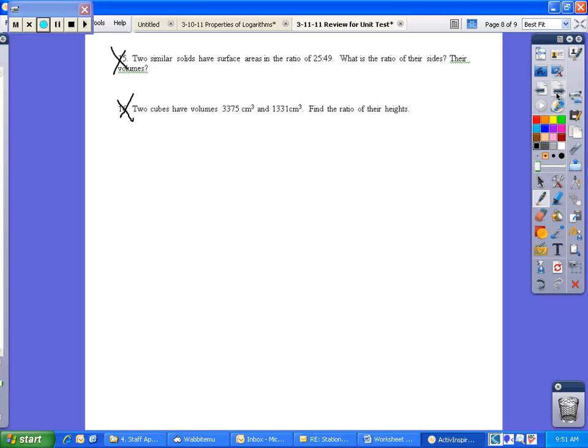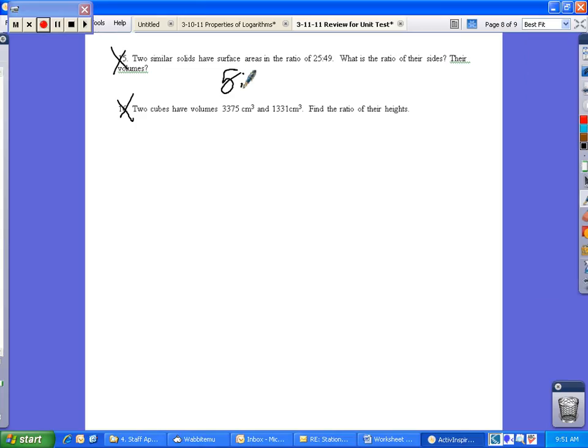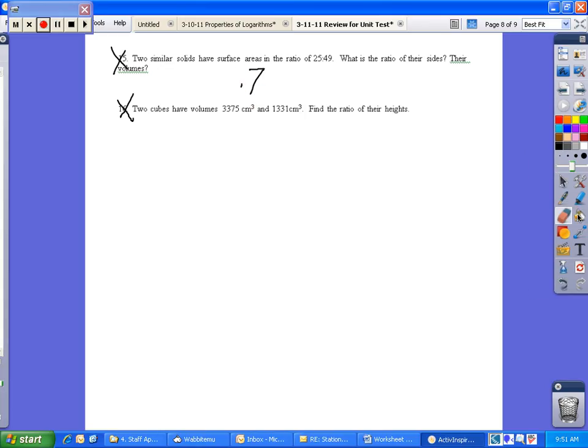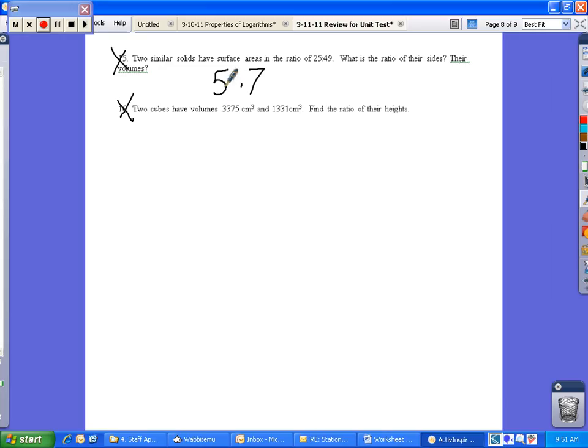In case you're curious about number 15 and 16, you don't have to do them, but for number 15, your ratio of the sides is going to be 5 to 7. And let me clarify that 5 because it kind of ended up looking a little funny with my pen. So again, that is 5 to 7. And then for number 16, it's going to be 15 to 11.